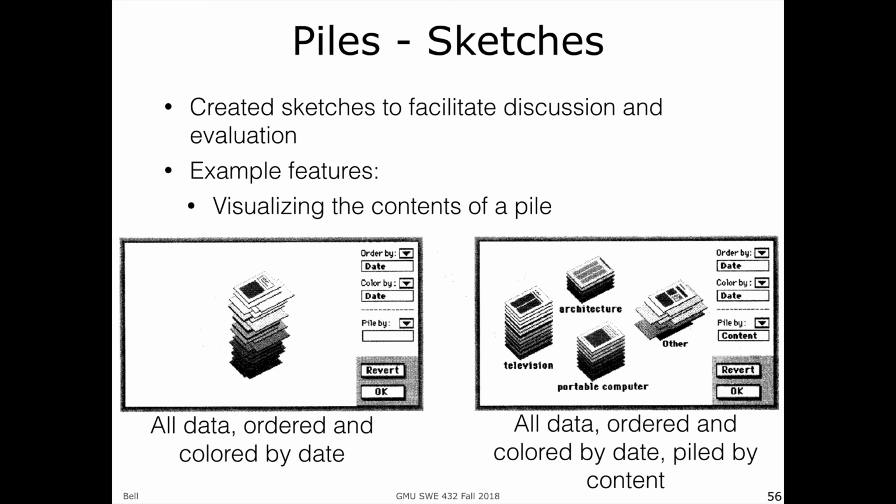They consider different ways that you could, for instance, visualize an entire pile, all the contents in it, where maybe you're able to, in addition to being able to order this data and color this data in some way, pile data by content and have it ordered in some way, ordered and colored by date, but now we're pulling stuff out into the piles. You can tell, again, we have some piles that are system created, television architecture, and portable computer, where I guess some rules that we created, and other is everything else that doesn't fit in, and because it's ill-defined, they're showing that it has the leaves spread out like that.